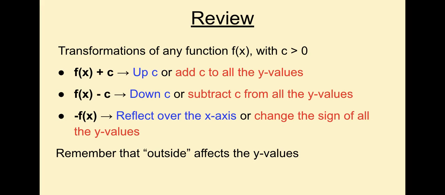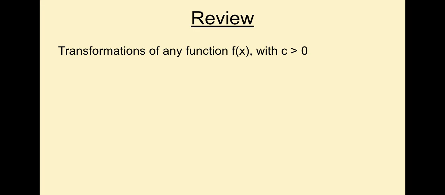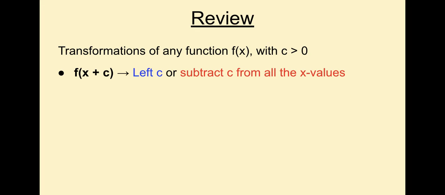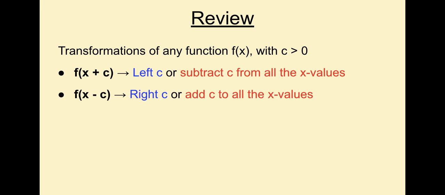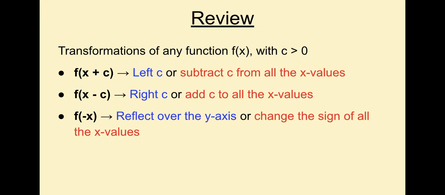Okay, we can also do this for x values. What if I do x plus c on the inside, on the input? Well, this will shift the graph left c, or it's the same as subtracting c from all the x values. If I subtract a positive number, that'll translate the graph right c, which is the exact same thing as adding c to all the x values. A negative on the inside, a multiplication, will reflect over the y-axis. And why is this? Because what we're really doing is changing the sign of all the x values.